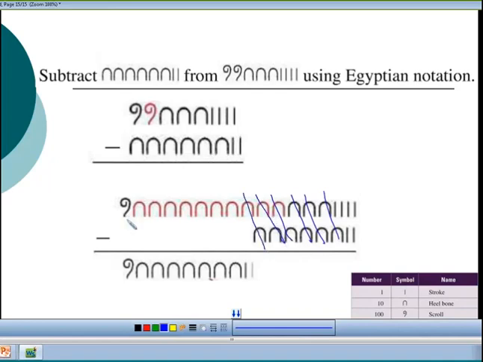Here you can see we have 1 of the scrolls coming down, and then 1, 2, 3, 4, 5, 6, 7 heel bones are down there, and then these 2 cross out with those 2, and we have 2 strokes left, 2 ones. And then in the end, you have 100, 1, 2, 3, 4, 5, 6, 7, 2. Just like we would have done our subtraction. Very similar.